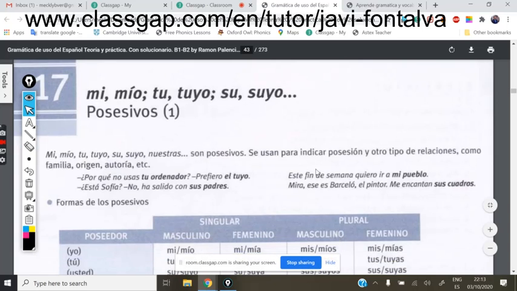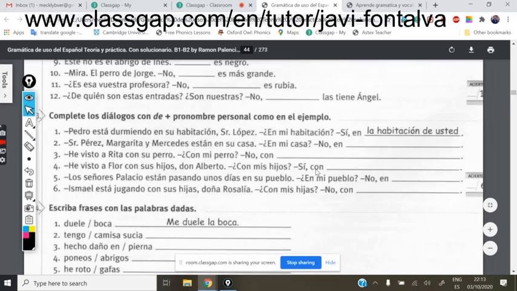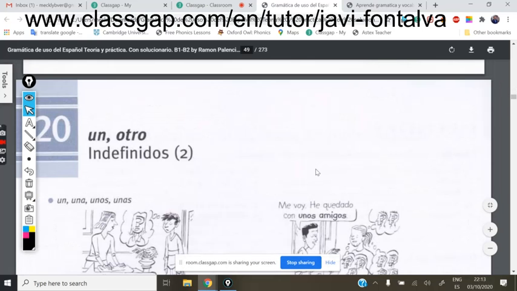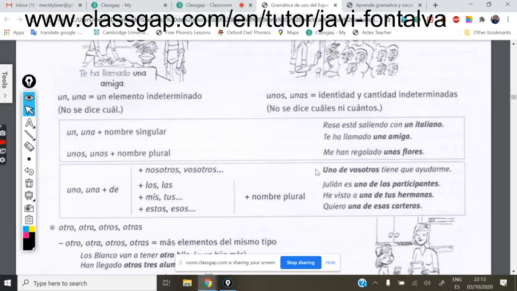Let's take a look at something. Un y otro. This is quite easy actually. Un, una, unos, unas. Un, una basically is one, or a, or an, the article. So when you say an Italian, a friend, an apple. It depends if it's masculine or feminine: una amiga, but un amigo, for example. You also have the plural, unos and unas. In English, you would say some.